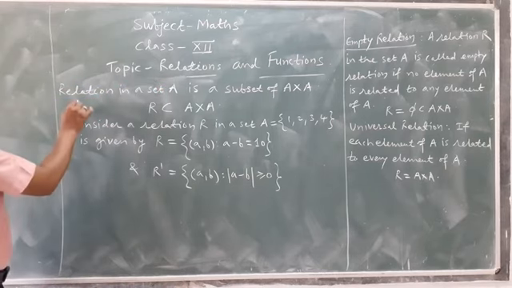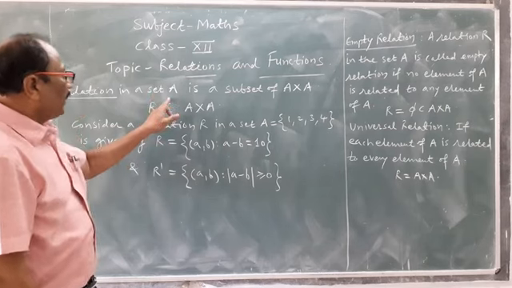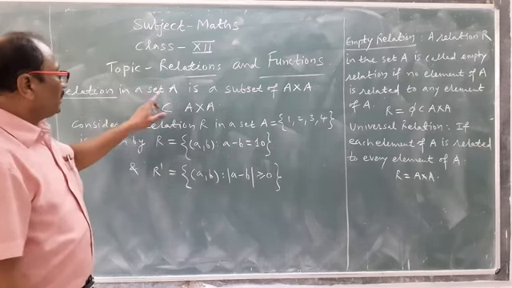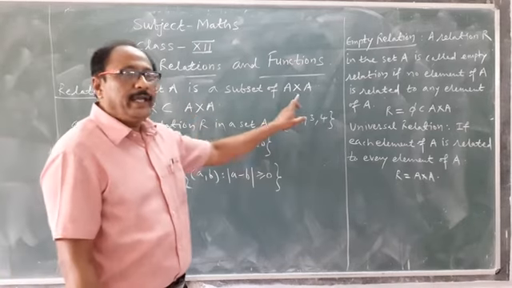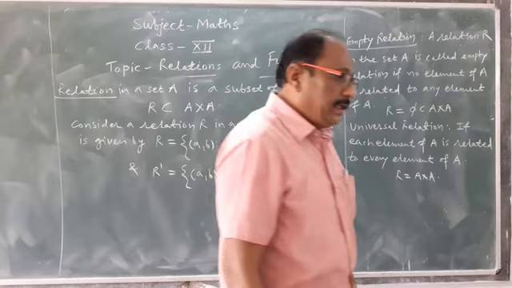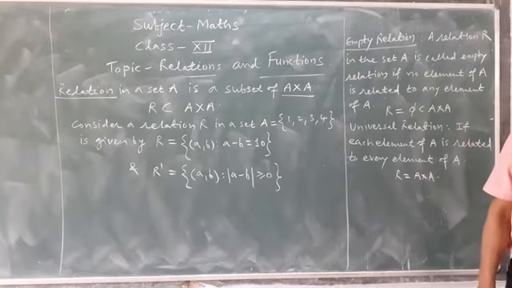What is a relation? A relation in a set A, in any set A, which should be non-empty, is a subset of A cross A. What is A cross A? A cross A is nothing but the Cartesian product of the set A.